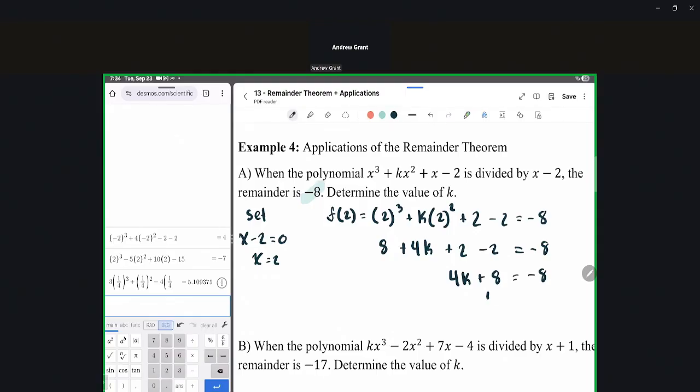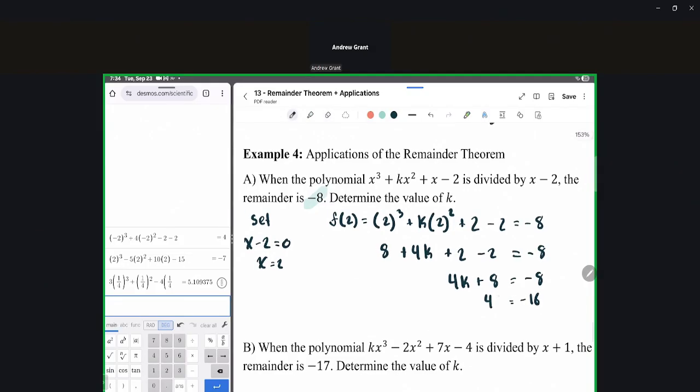Subtract 8 from both sides. 4k will be equal to negative 16. And consequently, we know that k must be equal to negative 16 over 4, which is just negative 4. So therefore, we can conclude that k must be equal to negative 4 in order for this to make sense.